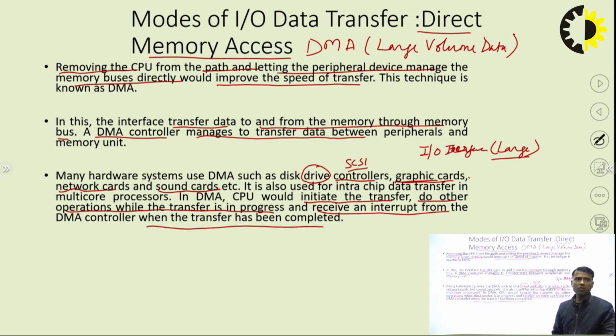Now the DMA is acting as a lieutenant to the CPU, taking charge from the CPU so that it will engage in transferring of data. When the data transfer is completed, it will transfer control back to the CPU.